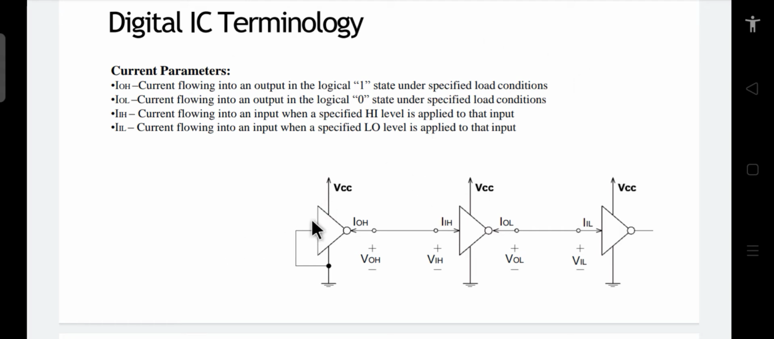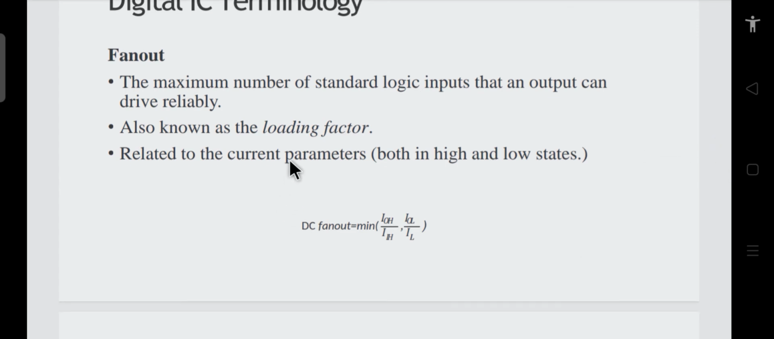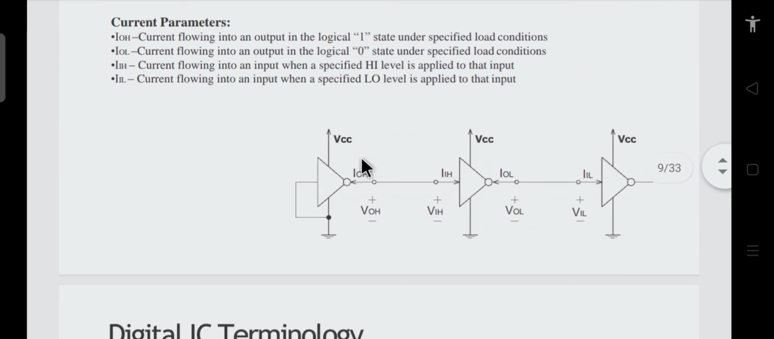So these current parameters are important because if you do not apply proper current, then the circuit may burn out. So the voltage levels and the current levels become important because of this reason. Then fan out, we have already discussed what fan out is. Fan out is defined as the minimum of IOH upon IIH. So to determine the fan out you need these current parameters.